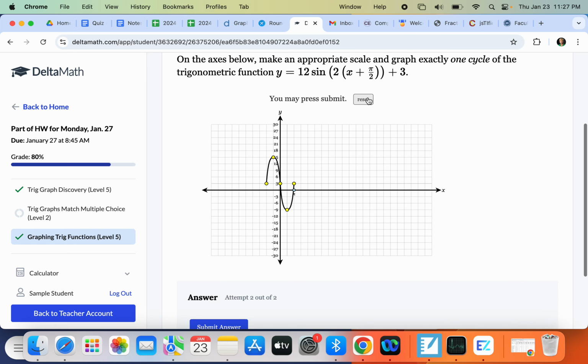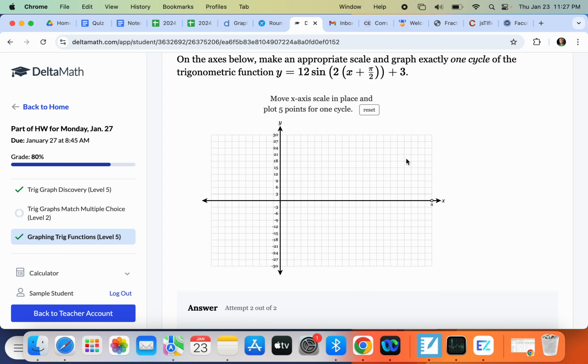And I think it doesn't like that dot that I put there. So let's try 3. We won't do it all again. The period's 2 pi over 2, which is pi. Done.